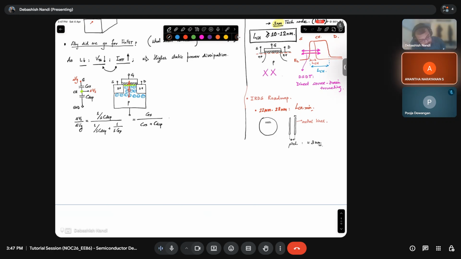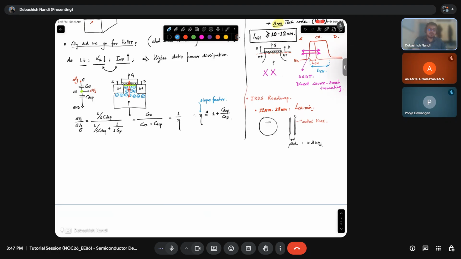So this quantity is called, so your eta is defined as 1 plus C depletion by C ox. This guy is called the slope factor. Okay, we'll come to why it is so. Is it clear? This is just a definition. I am calling it eta.